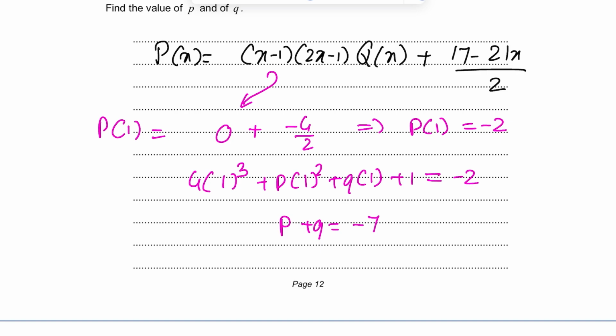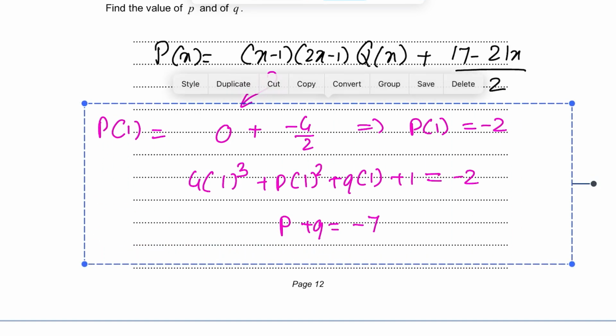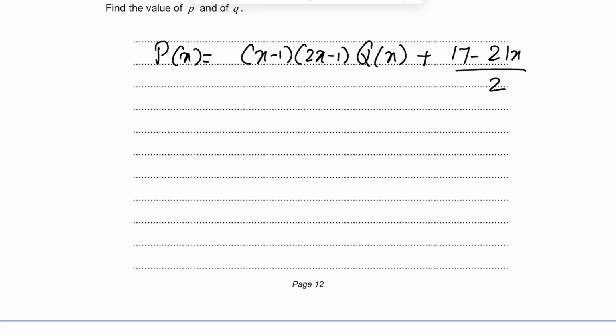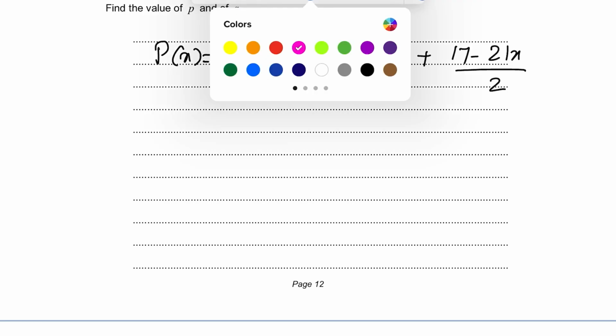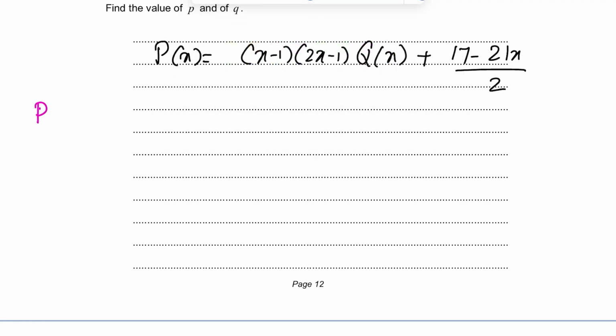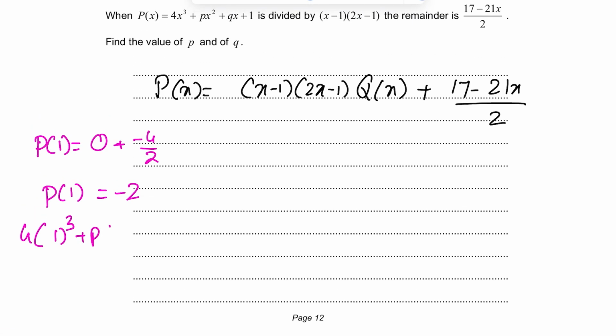Then, I will write neatly over there. So what am I doing? I'm plugging in 1. Once I plug in 1, P of 1 should be equal to 0 plus minus 4 upon 2. So P of 1 should be equal to minus 2. So 4 times 1 cube plus P times 1 square plus Q times 1 plus 1 equals minus 2, which gives me P plus Q equals minus 7.